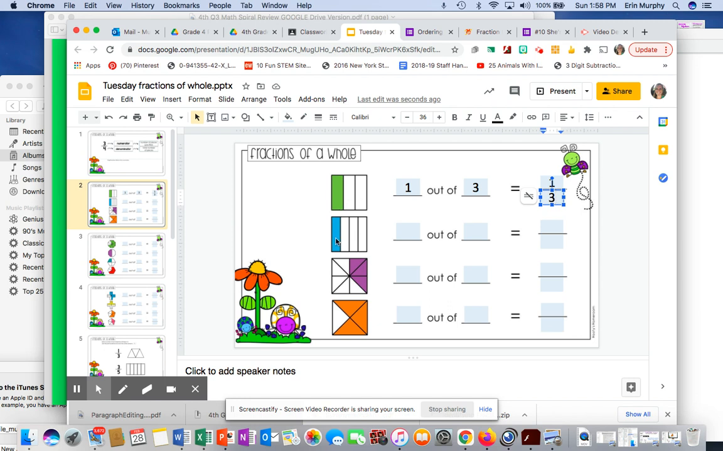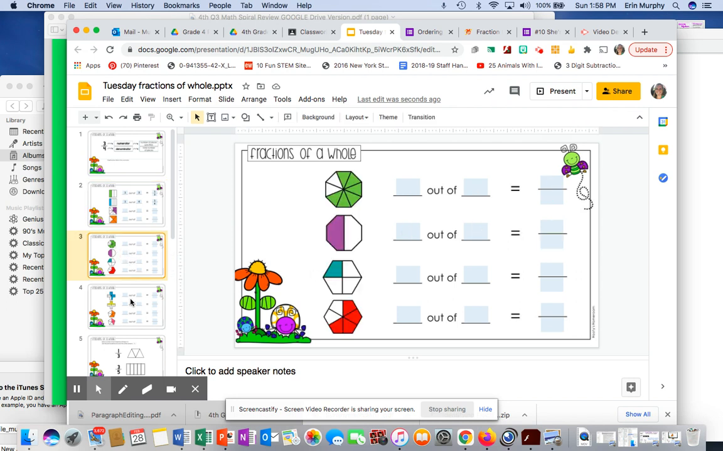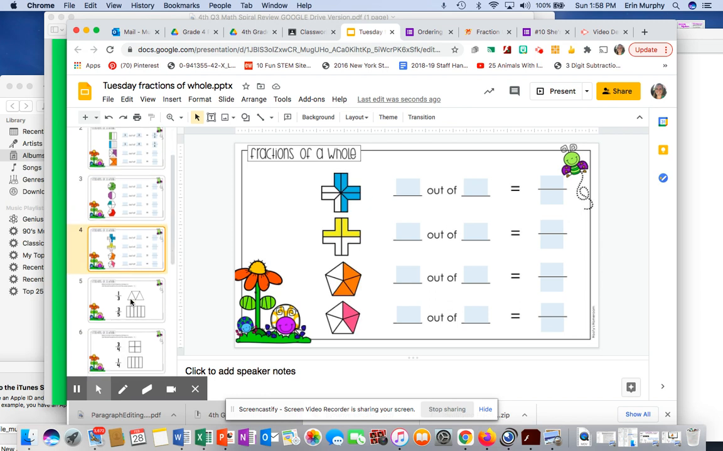On this next one, I have 1 piece shaded out of 1, 2, 3, 4. So you do count that shaded piece. A lot of people would want to skip that, so you don't want to skip it. 1, 2, 3, 4. 4 is our denominator. So our fraction should be 1/4 because we have 1 out of 4 or 1/4 of this has been shaded. So the rest of that I'm going to have you do by yourself for slide 3 and 4.